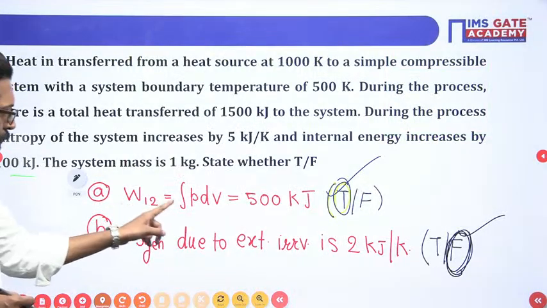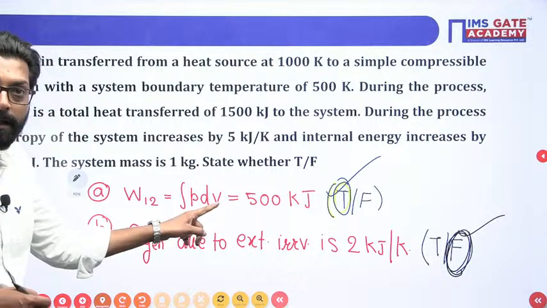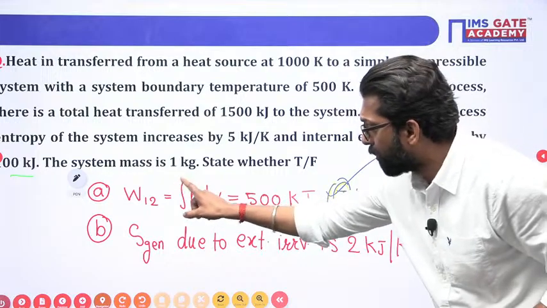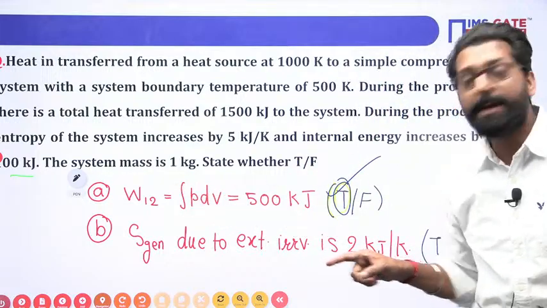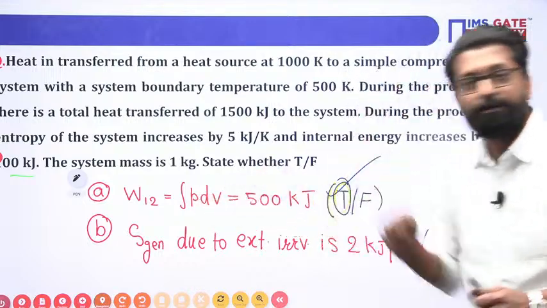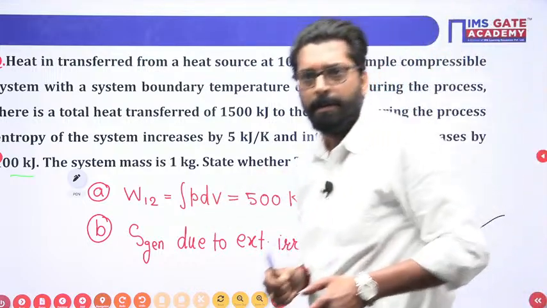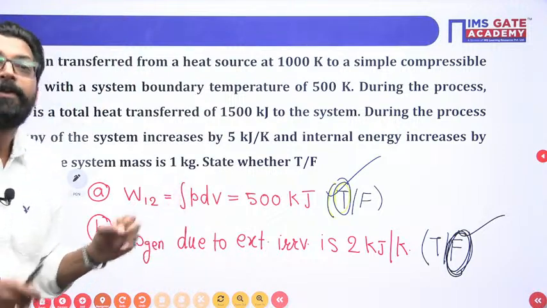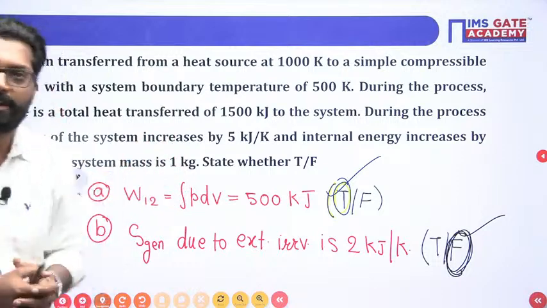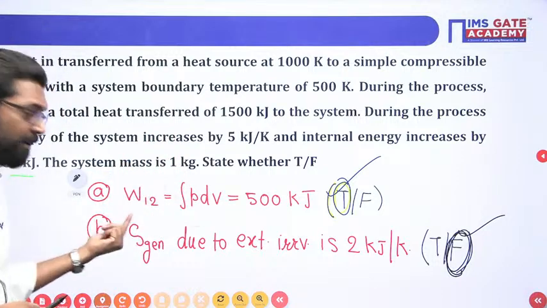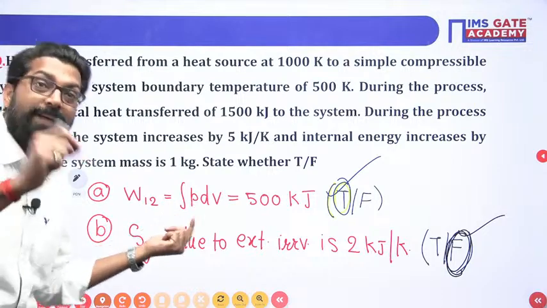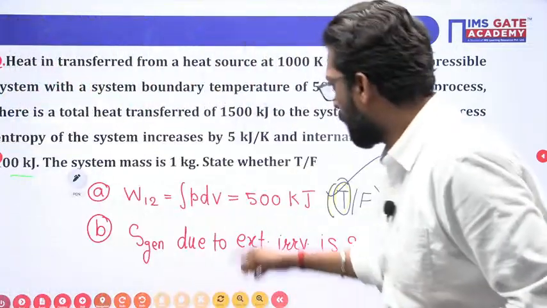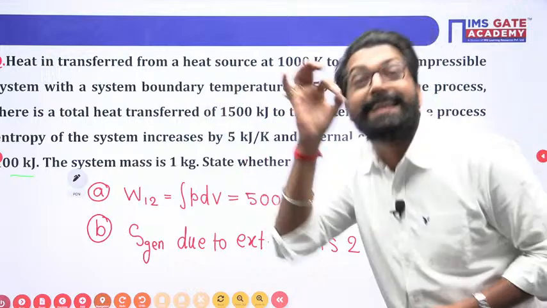Work transfer equal to integration PDV is not valid. Why? Because in what condition is work transfer equal to integration PDV valid? Please tell me, everyone. Only in the quasi-equilibrium process. And the quasi-equilibrium process is internally reversible.